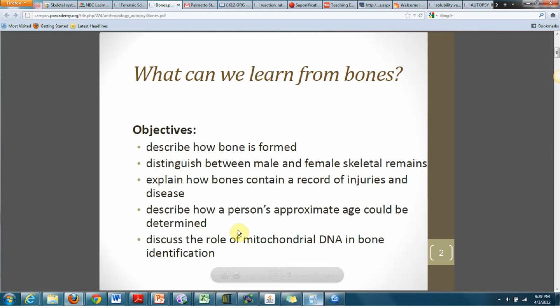So as you go through this particular lesson, we're going to look at how bones are formed, distinguishing between male and female skeletal remains, so that's gender, explaining how bones contain a record of injuries and diseases. We'll look at a little bit of that. You're going to describe how a person's age could be determined.